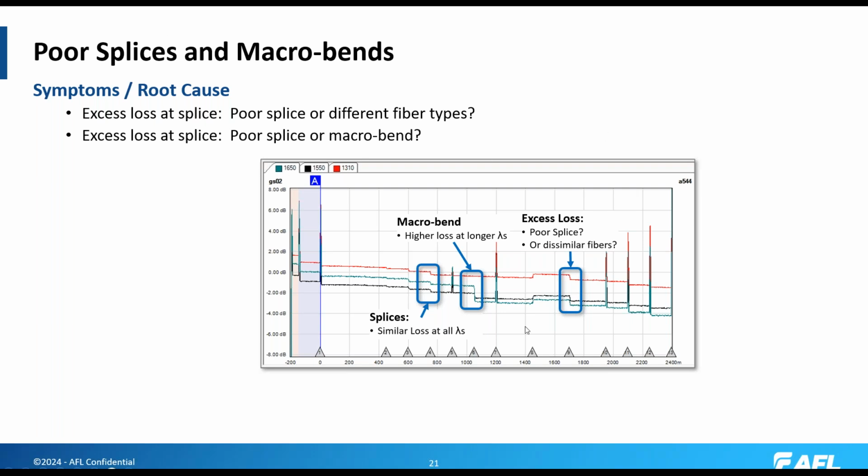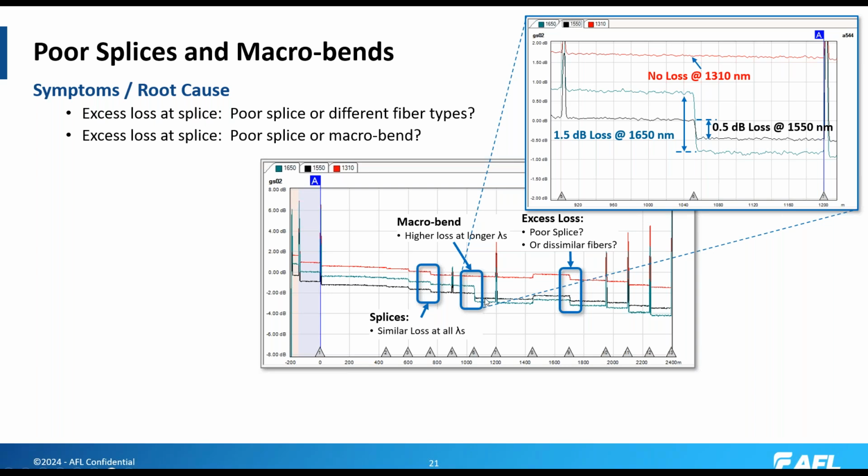in this case, our event 8 is a gainer event, and event 9 looks like an excess loss. That's due to a fiber mismatch. Here at event 6, we see that we have essentially no loss at 1310 nanometer, a half dB of loss at 1550 nanometer, and 1.5 dB loss at 1650 nanometer.